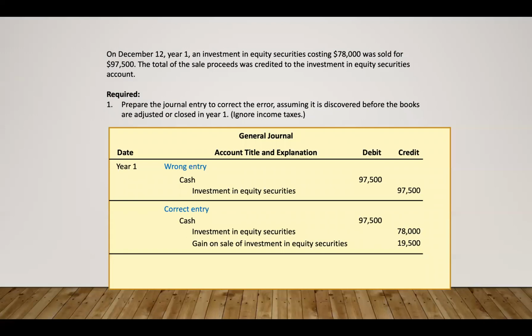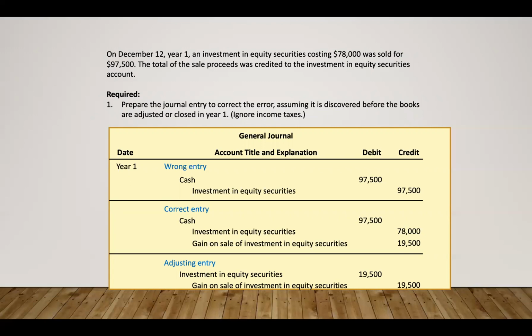So here, when you make adjusting entries, you can just take a look at the difference between the wrong and the correct journal entries, and then book the journal entry to capture the difference. So here, the adjusting entry is just going to be, you debit investment in equity securities and credit gain on sales on investment in equity security.